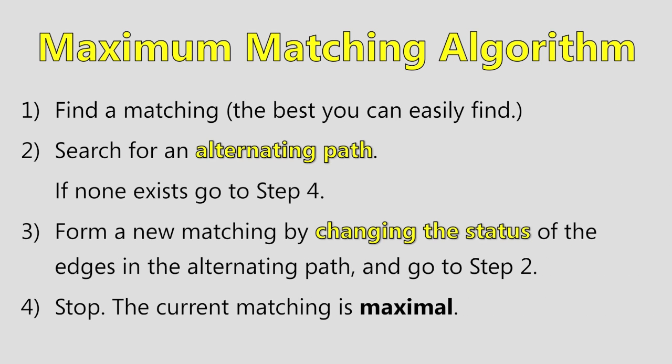I think this is the last algorithm. Actually, no, there's another one. Never mind. Number 1, find a matching, the best you can easily find, or they might give you one. Number 2, search for an alternating path. If none exists, go to step 4. Number 3, form a new matching by changing the status, you now know what that is, of the edges in the alternating path, and go to step 2. Number 4, stop. The current maximum matching is maximal.